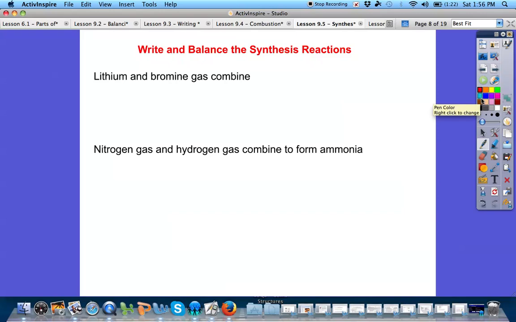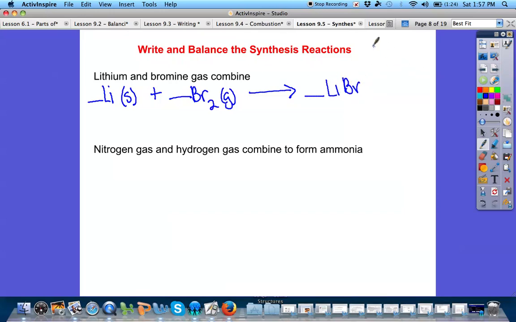And then we're going to write some synthesis reactions here. We have lithium reacting with bromine gas. So we're going to start with lithium. Anytime you have a metal by itself, you're just going to have one of them, and that's always going to be a solid. It's going to react with bromine gas, which is Br2 because it's a diatomic and it's a gas, and it's going to form lithium bromide.